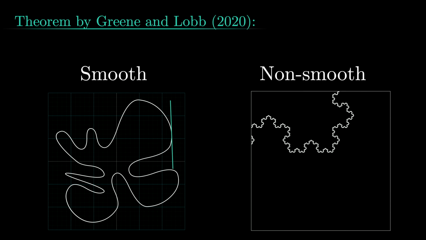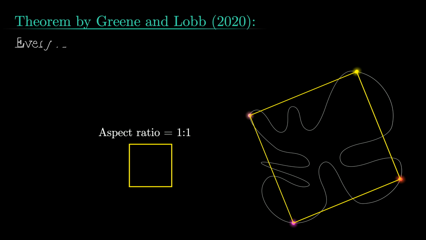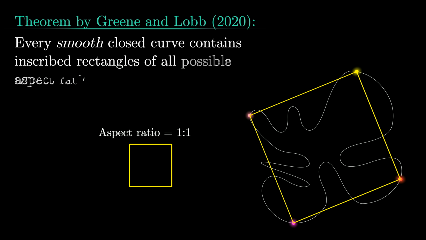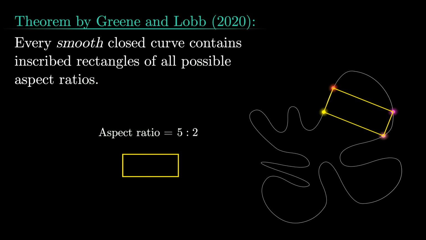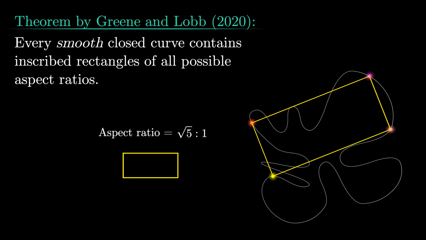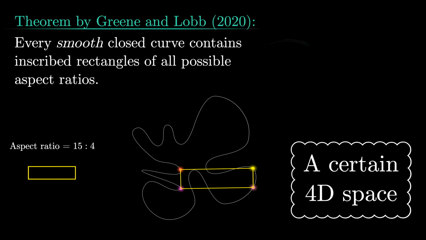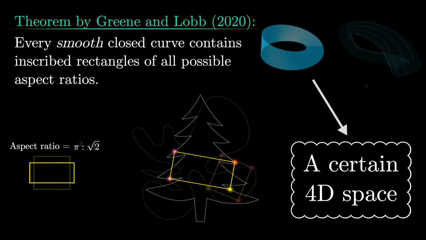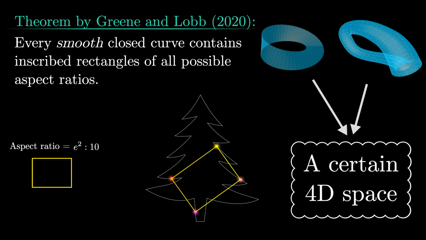I'll talk a little bit more about smoothness in a moment, but what Greene and Lobb showed was how, in this special case, not only can you always find a square, that had actually been known for a while, but you can find rectangles of every possible aspect ratio. And if you look into their paper, which I'll link to in the description, it involves discussion of embedding Möbius strips and Klein bottles into a certain 4-dimensional space.